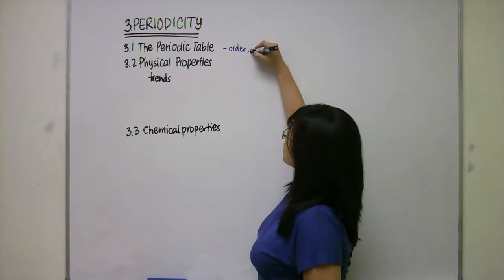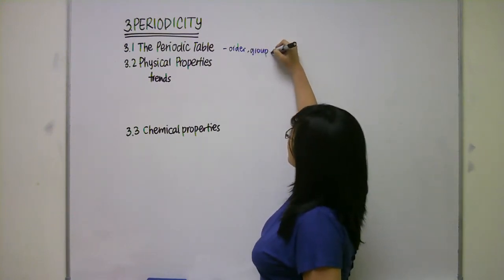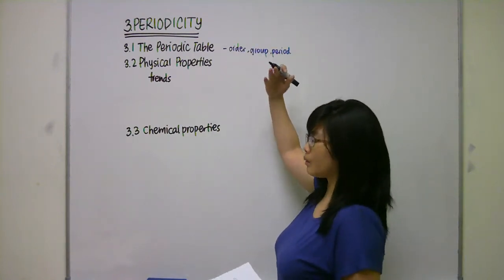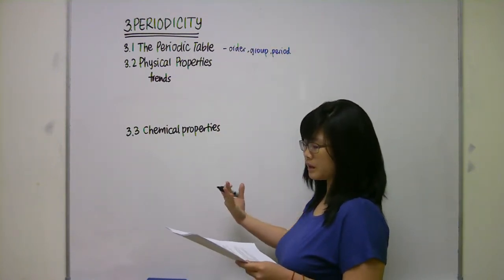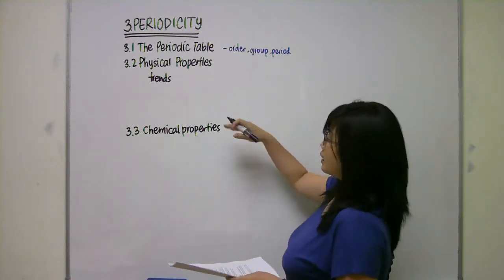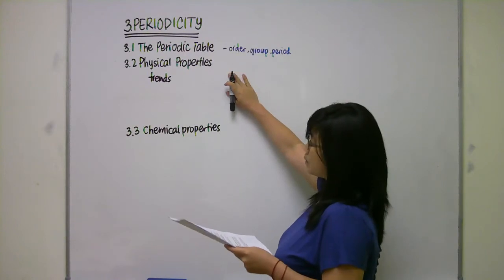And then you can talk about the group. What are the similarities between elements in the group? What are the similarities between elements in the period, and so on. Okay. The second part, physical properties, 3.2.